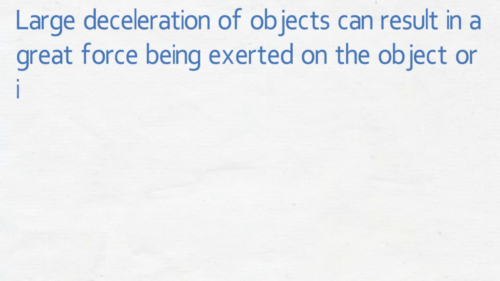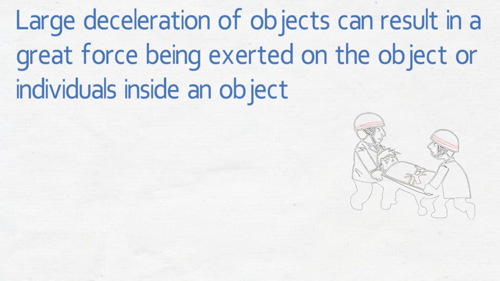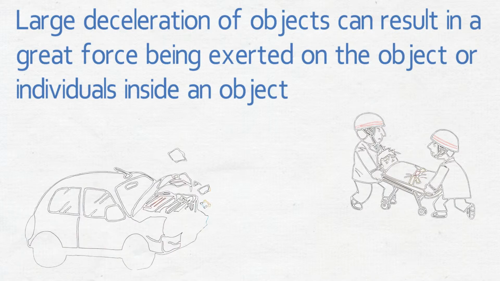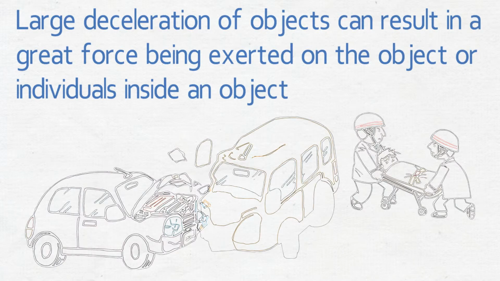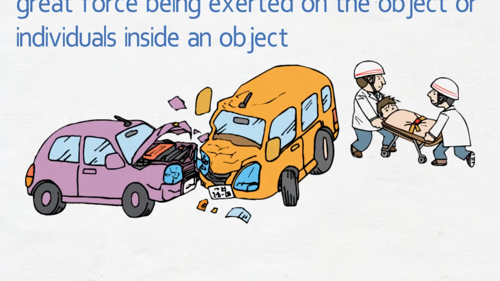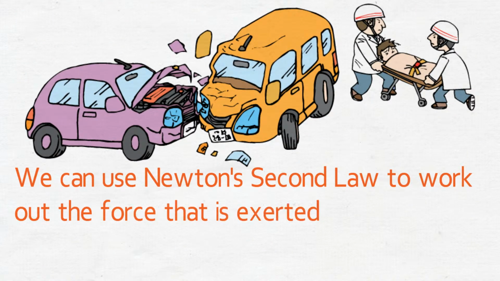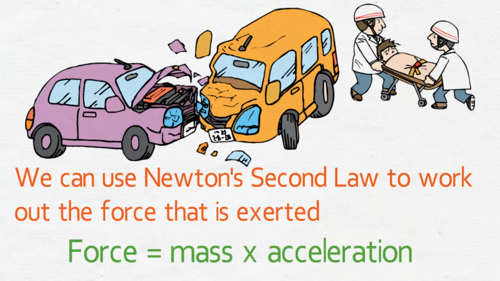Large decelerations of objects can result in a great force being exerted on the object or the individual that's inside the object. For example, in a car crash, the car decelerates very quickly. This exerts a great force on the individuals inside the car, and this can cause very serious injuries. We are able to work out the force that is exerted onto an individual during a car crash by using Newton's second law. Newton's second law states that force equals mass times acceleration.